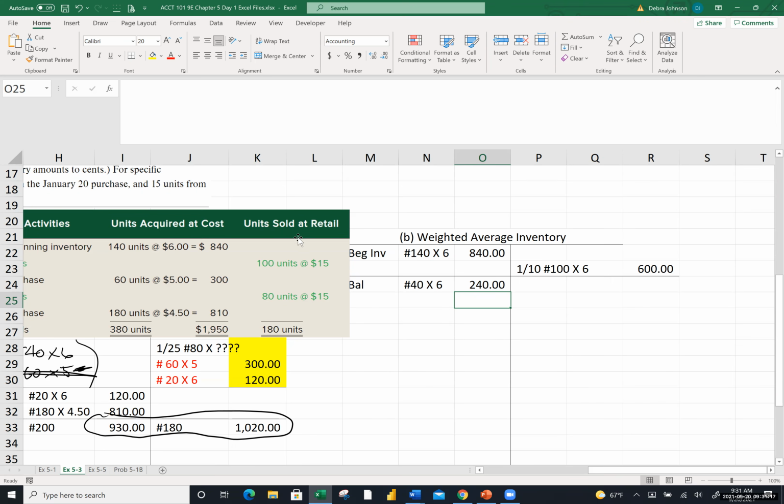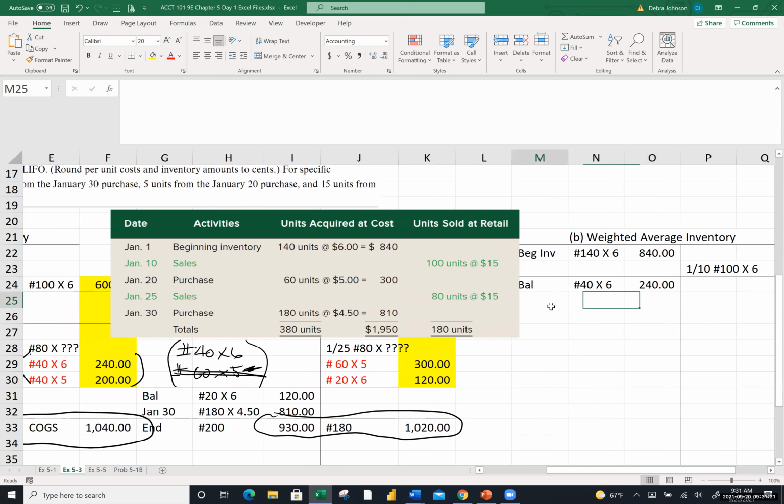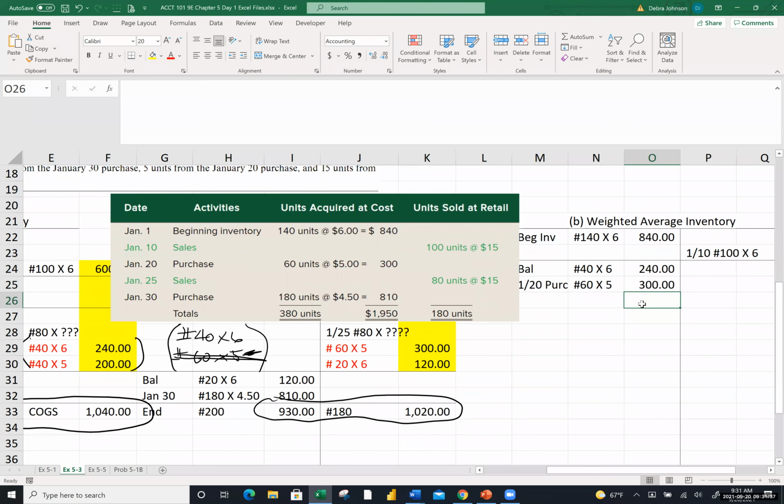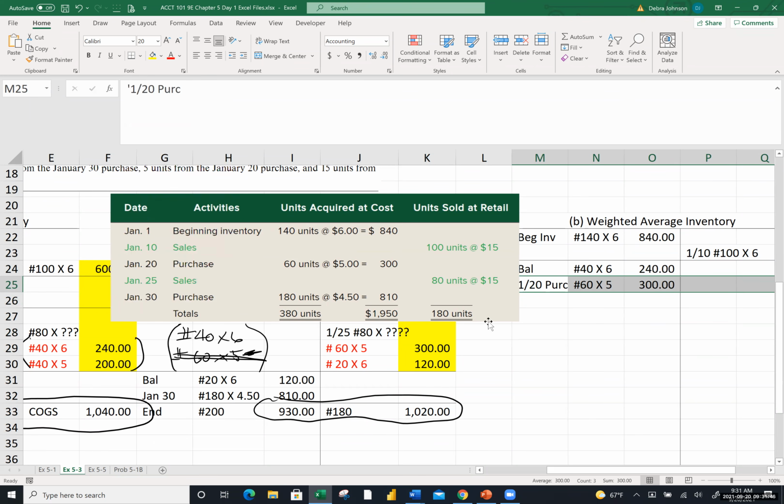Okay, so we got the 10th down, going back over here. Now we're on the 20th. So let me put that purchase in. And on that purchase, we had 60 units, which is going to create a second layer. 60 units at 5. That would be the 300. Okay, here's where weighted average is going to change. Put a total line in here.